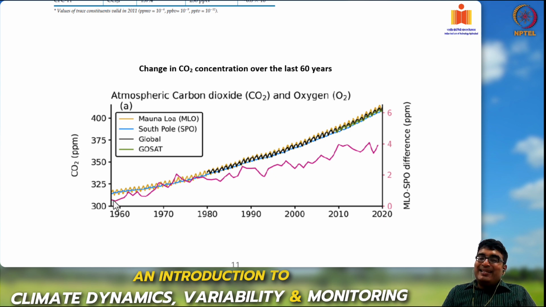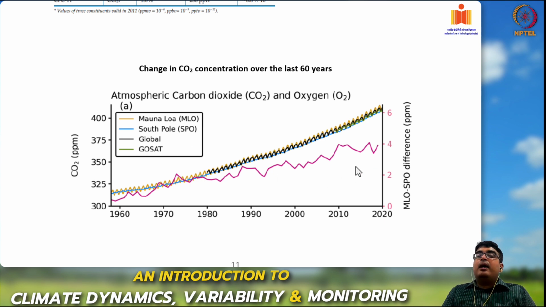So in 1960, it was around 320 parts per million. In 2020, this has increased to more than 410, 412 parts per million. And you see the values of all the observatories are matching with each other, with the difference between them being of the order of just 4 parts per million. So this is in Hawaii and this is in the South Pole.